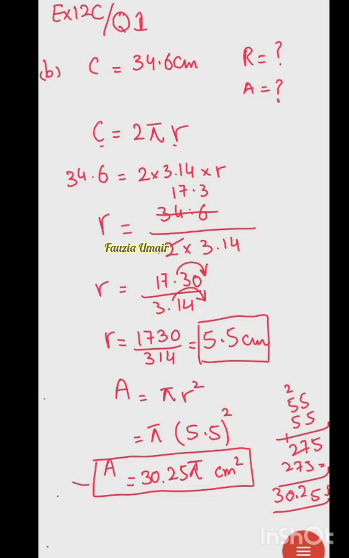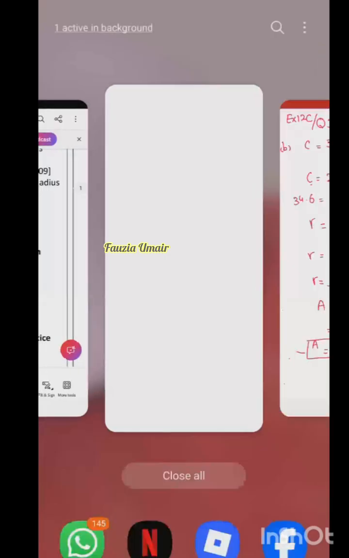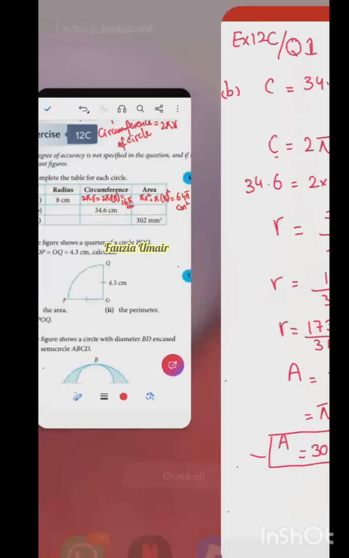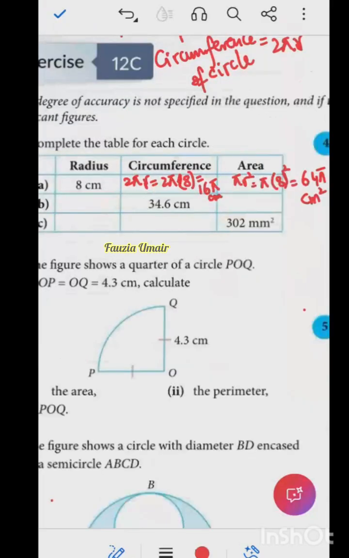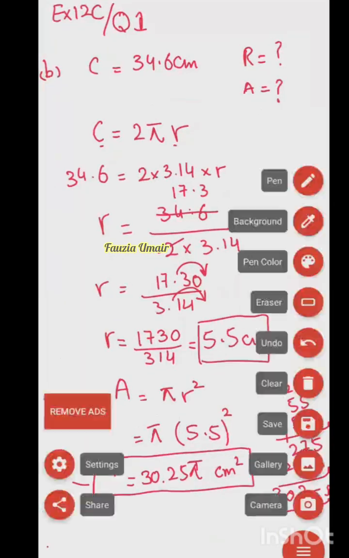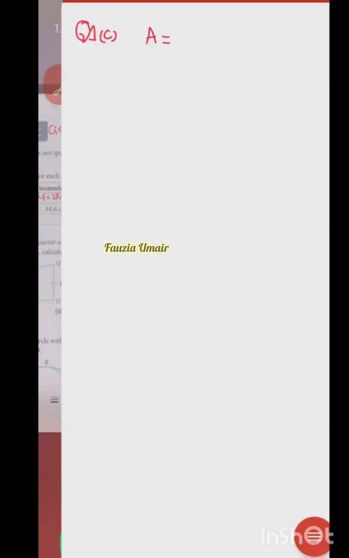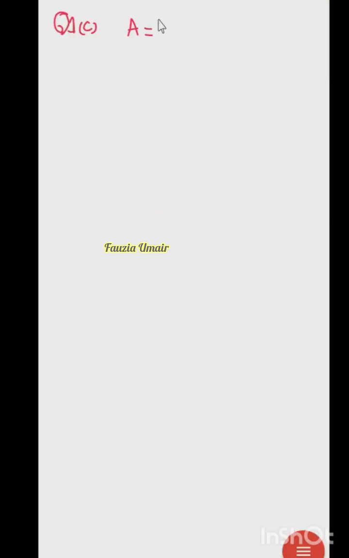Right. So I will be sharing the screenshots, okay? So moving on to C part of the same question. In C part, we are having area, okay? So area is given to you, 302 millimeters square. So just let me write it down. Question 1, C part. Area is given to you as 302 millimeters square. Find out radius and we need to find out the circumference, right?